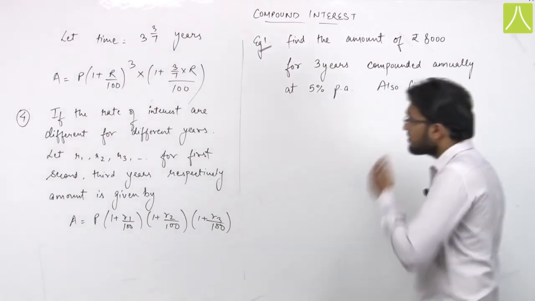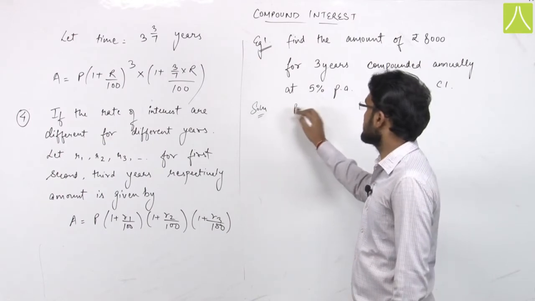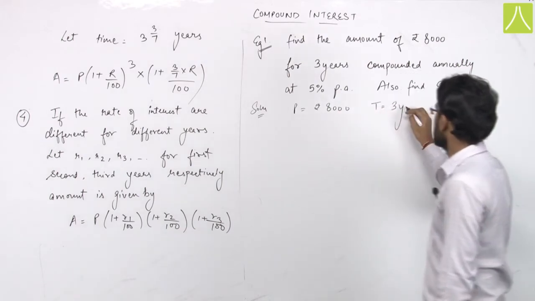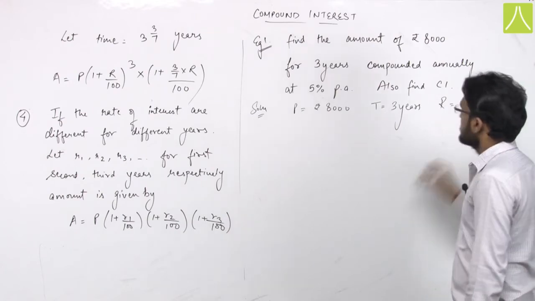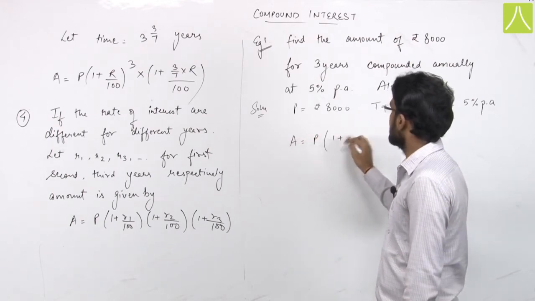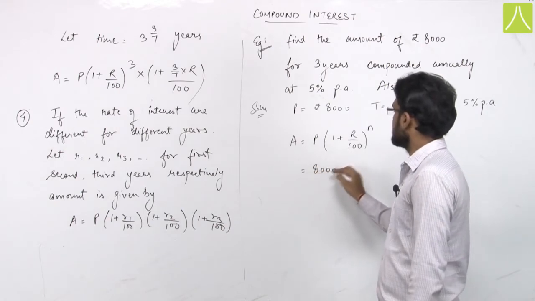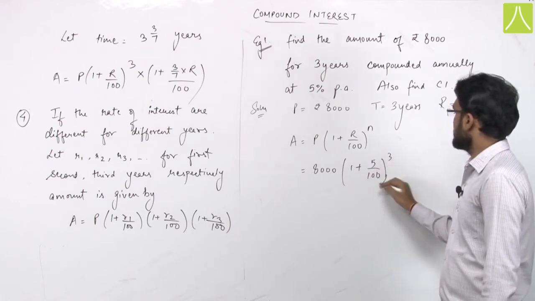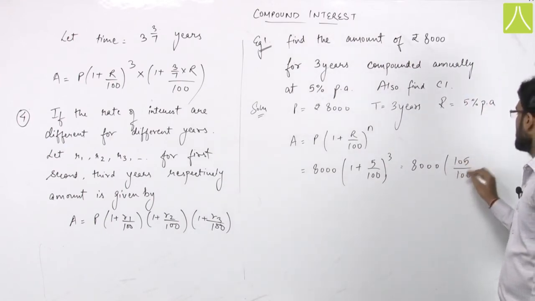Now this is a simple problem in which we have given the principal, which is equal to 8,000. The time is 3 years, and the rate of interest given is 5% per annum. Just putting the values in the formula, amount is equal to principal into 1 plus r upon 100 whole power n. Substituting the values, we get 1 plus 5 upon 100 whole power 3. Solving this, we get 8,000 into 105 upon 100 whole power 3.